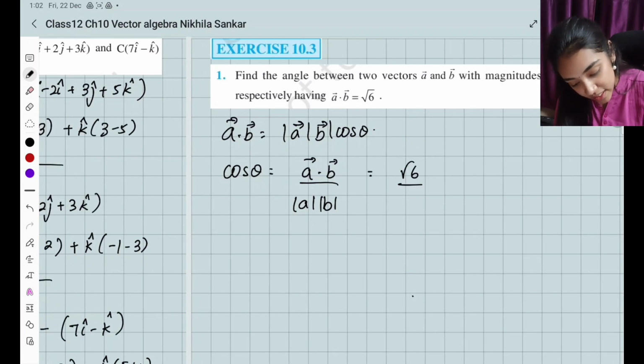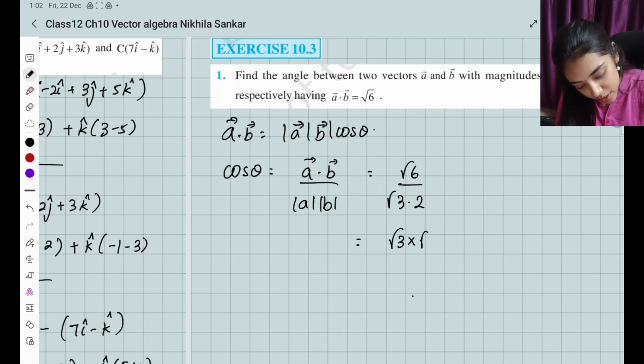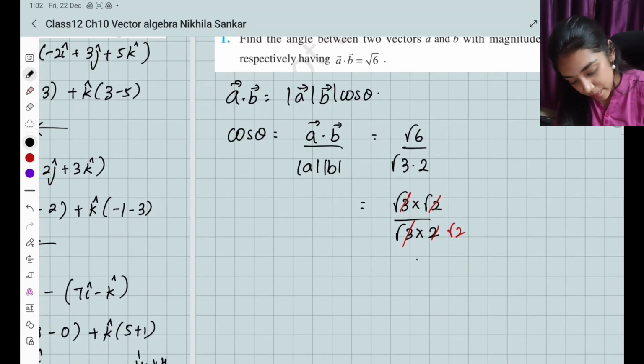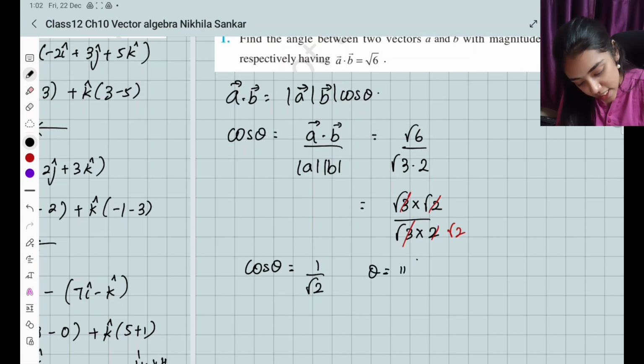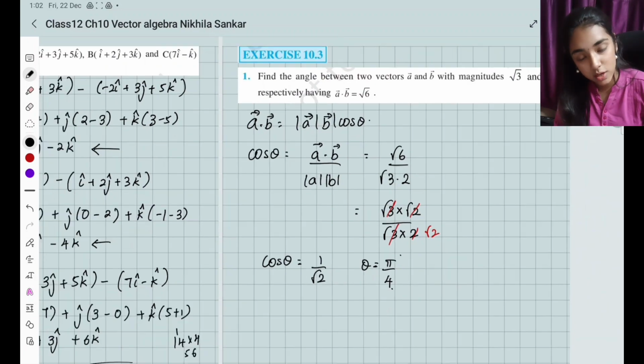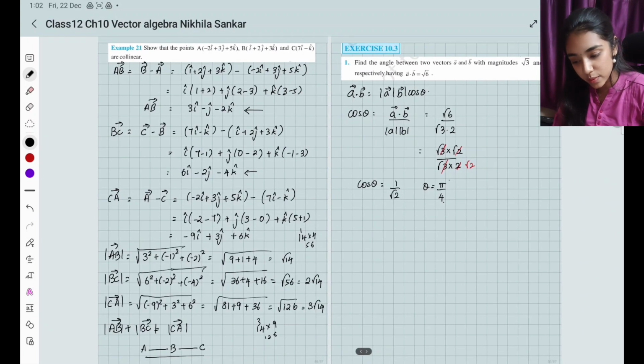So √6 divided by √3 times 2. When I try to simplify this, √6 can be written as √2 into √3. √3 times 2. I can see that the √3 and the √3 get cancelled. In the இடத்துல 2 √2, it gets cancelled. So I'll have √2 left. So what is this going to be? Cos theta equals 1 divided by √2, which means theta equals pi divided by 4. Cos 45 is 1 by √2. So theta equals pi by 4.